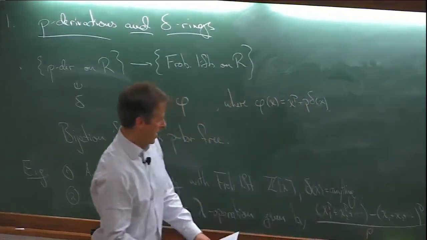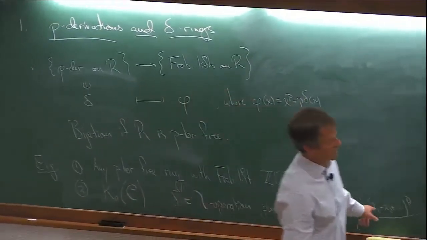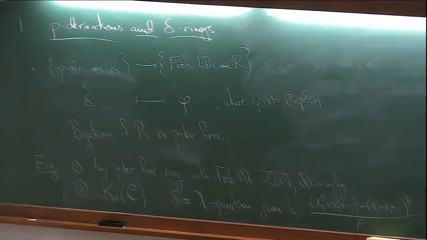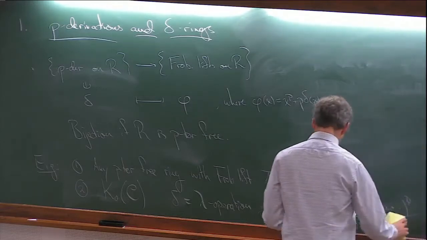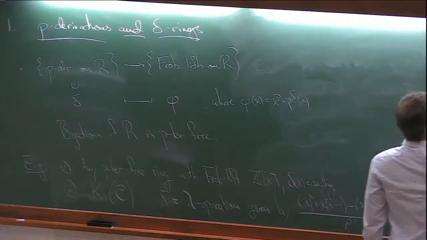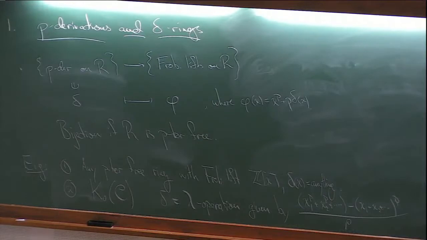Which is this one. And it's not an accident that it's kind of very similar looking to that. Okay, so that's what a delta ring is and a p-derivation.